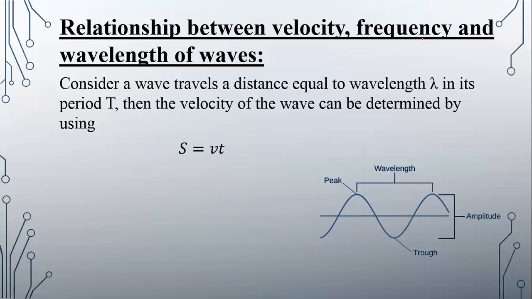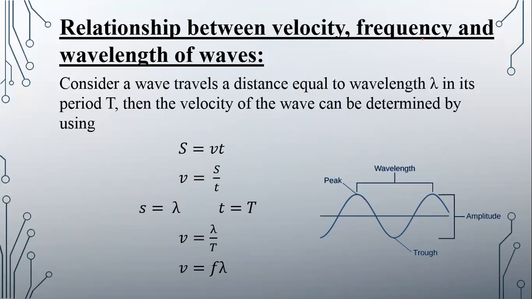S is equal to Vt, where V is equal to S over T. S is the distance covered, T is the time taken. And here the distance covered is equal to one wavelength represented by lambda, and the time taken is equal to capital T. So by putting both values in the above equation, the speed of the wave becomes equal to lambda over T, where 1 over T can be replaced with frequency. So V is equal to F lambda. This is the relationship between velocity, frequency, and wavelength.